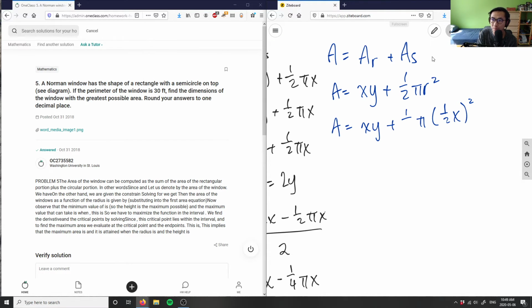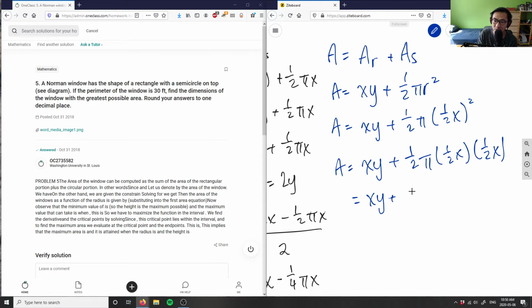I can clean this up first before I do the derivative. So A equals x times y plus half pi, and then I have half x squared. Half x squared, I can rewrite as half x times half x. Half times half is 1/4, and x times x is x squared. So I can clean this up as x times y plus half times a quarter, which is 1/8, pi x squared. So this is my area formula.